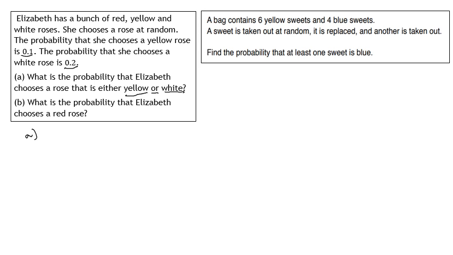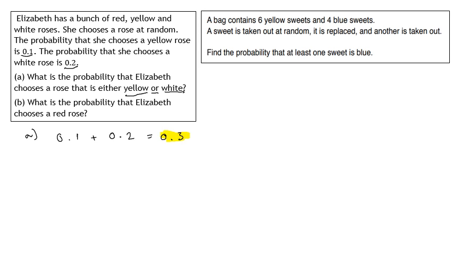So all we need to do is add those two probabilities together. This is the probability of yellow. This is the probability of white. So the probability of yellow or white is 0.3, and that is our answer.